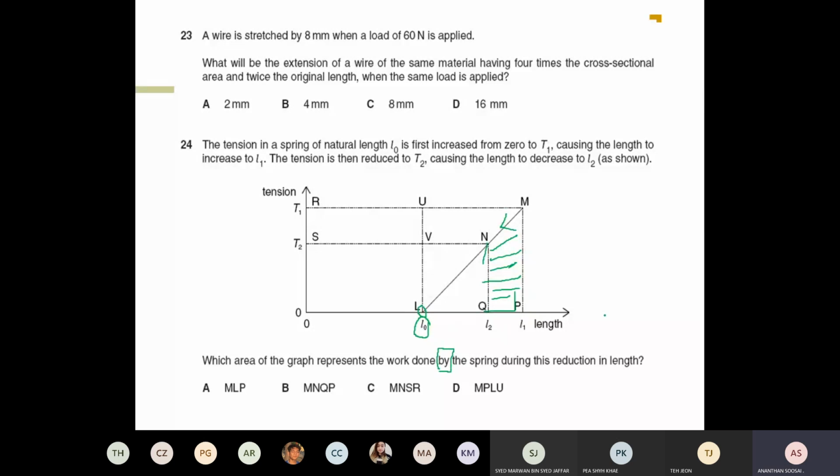If the spring does work, is the spring going to lose potential energy or gain potential energy? It's going to lose potential energy. If the spring does work, it loses its potential energy. If you do work on the spring, the spring will gain potential energy. When does that happen? When you extend it. When you let it go, it's work done by the spring. Okay, good. So the answer definitely is B.